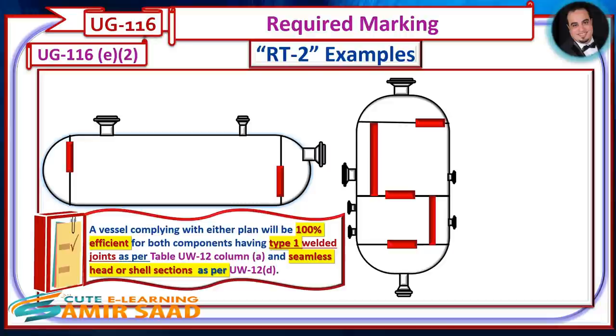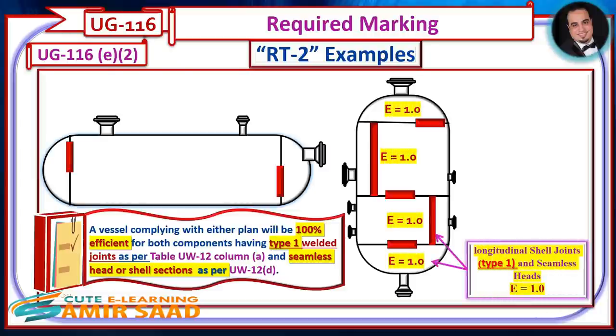A vessel complying with either plan will be 100% efficient for both components having type 1 welded joints as per table UW12 column A, and seamless head or shell sections as per UW12(b). So, longitudinal shell joints, type 1, and seamless heads, E equals 1.